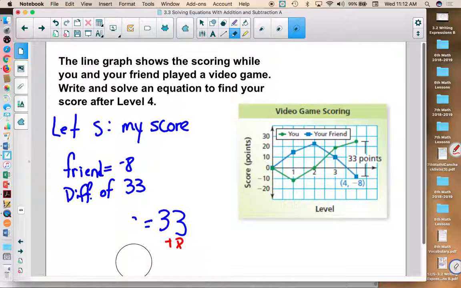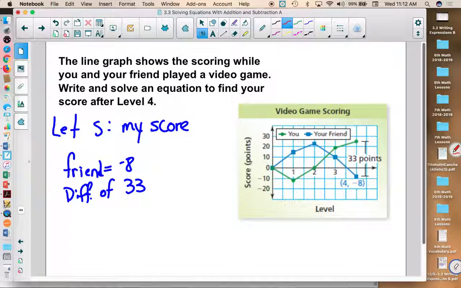So my equation would look better as, no, as S minus -8 had to be equal to 33, right? There we go. And then when I add the opposite, and then I subtract 8 from both sides, there we go.